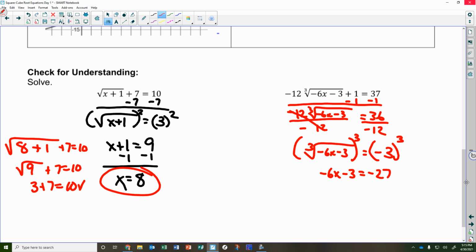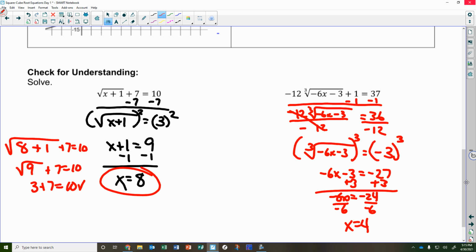And now it's solving a two-step equation. Add 3 to both sides. Negative 6x equals negative 24. Divide by negative 6. And over here, x is going to equal 4.